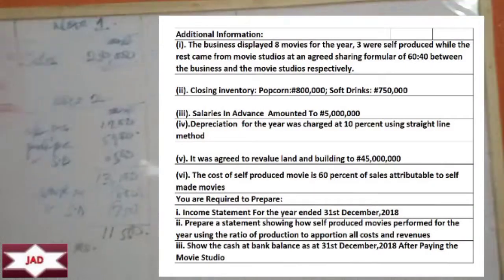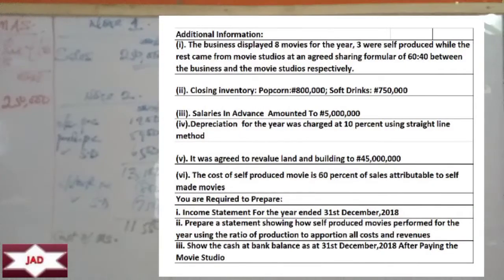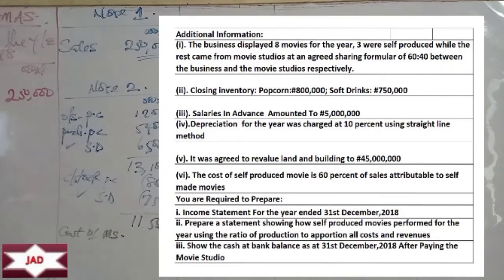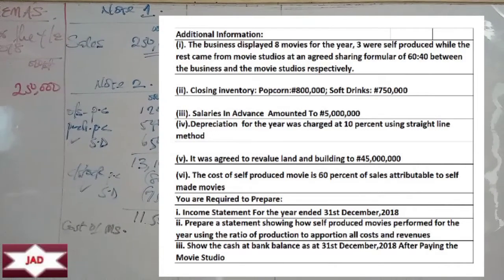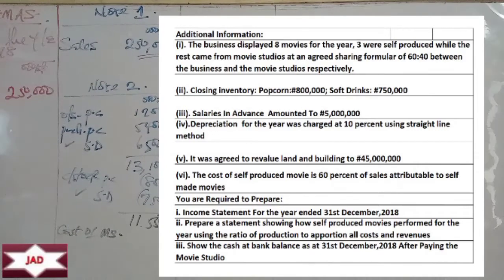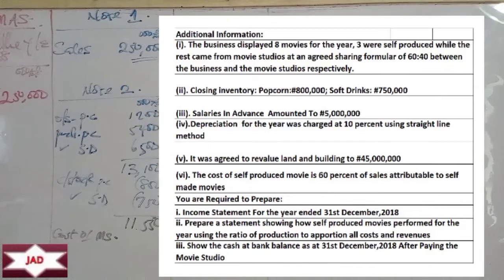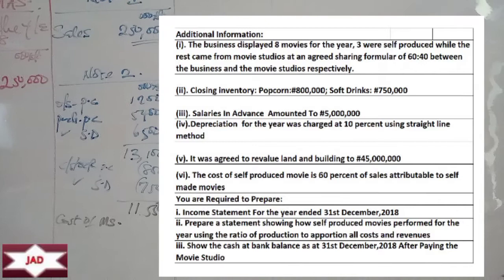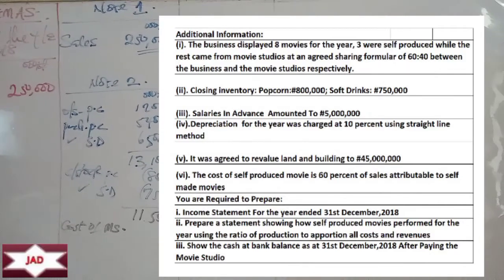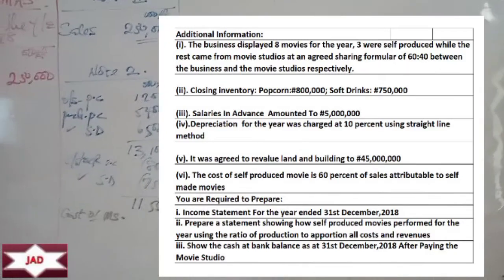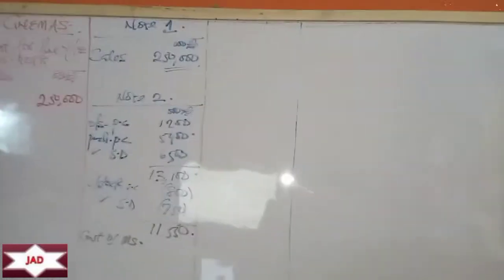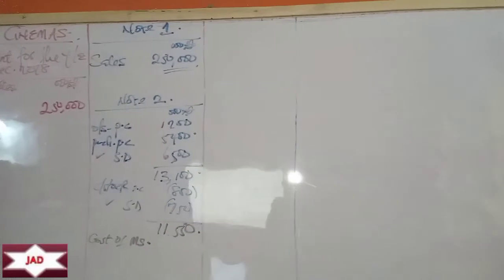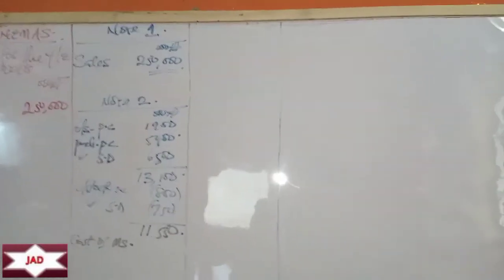Remember, they said that the business displayed 8 movies for the year. 3 were self-produced. The rest came from movie studios at an agreed sharing formula of 60 to 40 between the business and the movie studios. So what exactly is the sale? First of all, we must be able to differentiate the sales between that is for self-made movies and that is for the movie studio. But because that is not explicitly stated here, we can just use what we have to get what we want.